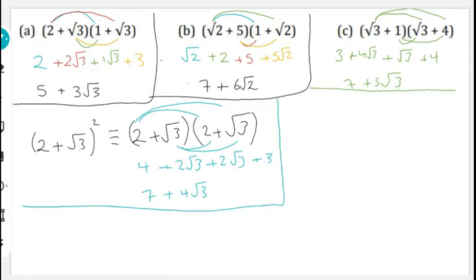Okay, so I've got another question for you. And that's this. Something squared, and my final answer is 6 plus 2 root 5. What could my thing have been?